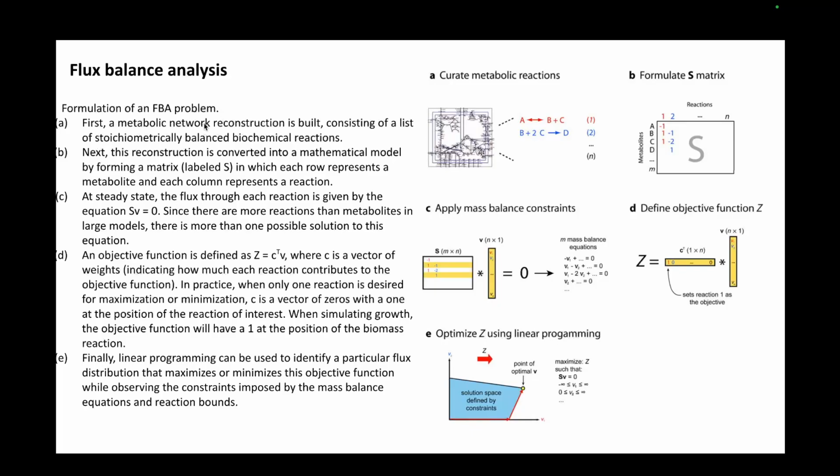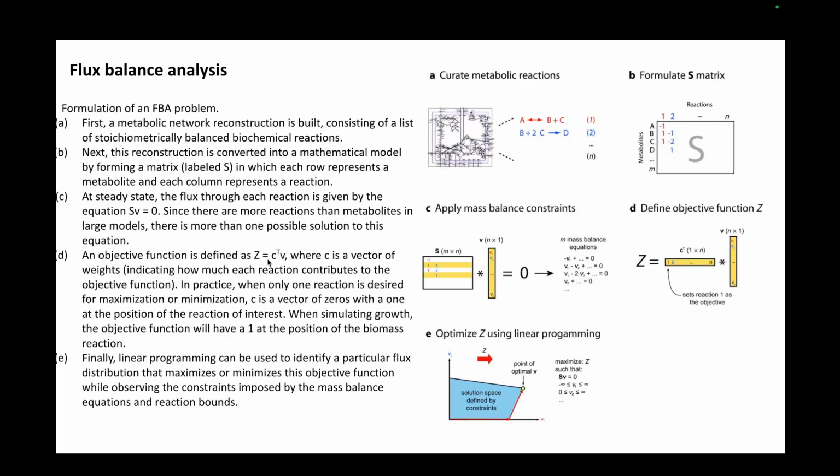So first you build the metabolic network, and then you make the stoichiometric matrix. Basically, you convert this reconstruction into a mathematical model by forming the stoichiometric matrix, where each row represents a metabolite and each column represents a reaction. Then you do the steady state approximation. At steady state, the flux through each reaction is given by Sv equal to 0. And since there are more reactions than metabolites in large models, there is more than one possible solution to this equation. So the number of reactions will be much more; basically, the number of columns will be much more than the number of rows. So it will be kind of a fat matrix. So what we'll have is a set of solutions, not a single solution.